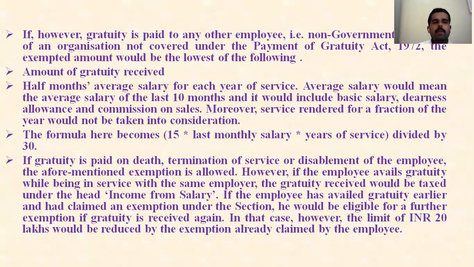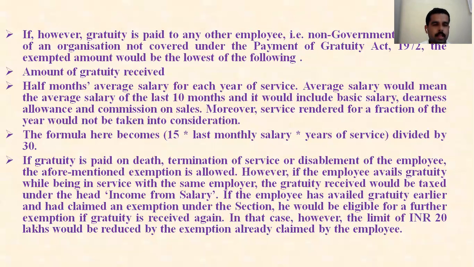If however gratuity is paid to any other employee, that is a non-government employee of an organization not covered under the Payment of Gratuity Act 1972, the exempted amount would be the lowest of the following: the amount of gratuity received, how much they received; half month average salary for each year of service. Average salary would mean the average salary of the last 10 months. Again here a small formula is also there. Based on this formula it will be applicable.